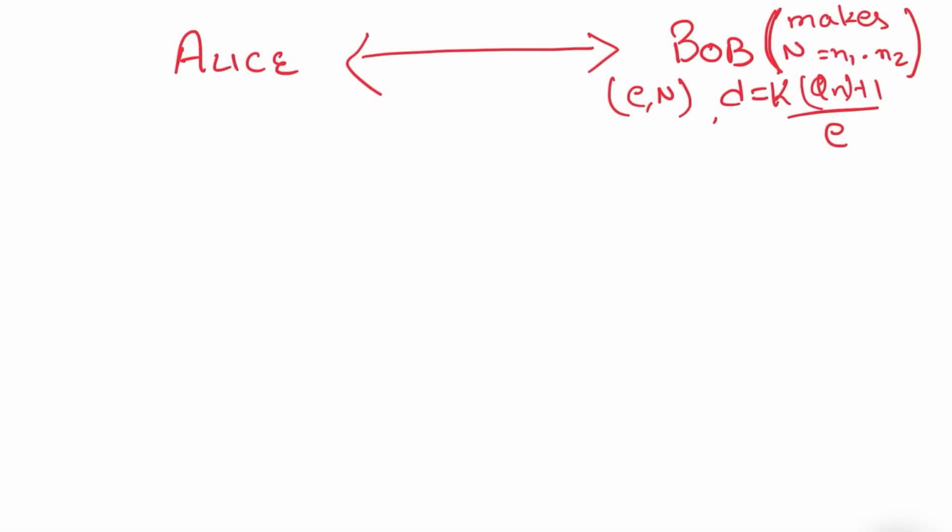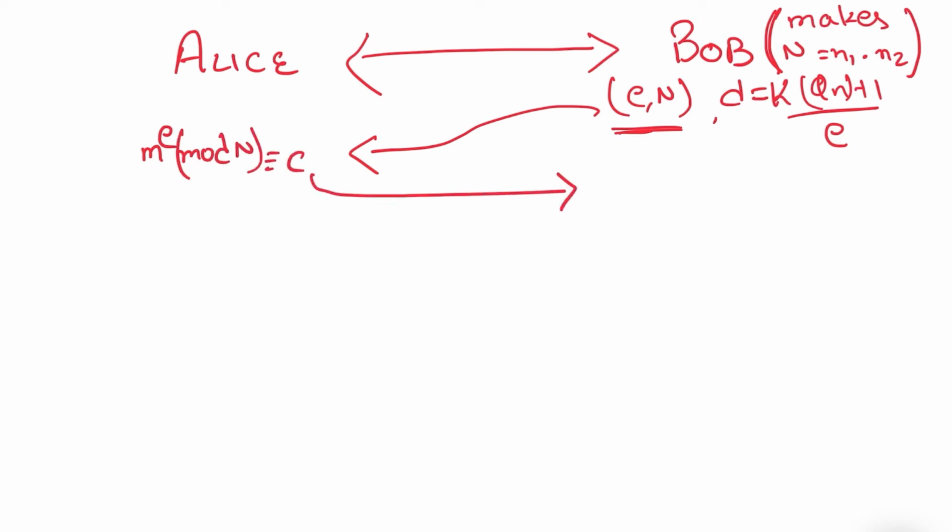You'll understand it after seeing it in action. Suppose Alice wants to send a message to Bob. Alice asks Bob for the encryption key and the public key. Then Alice encrypts the message using m power E mod n congruent C and sends the ciphertext C to Bob. Now, as Bob can calculate D, he calculates D, and then using D, he calculates M by using this formula, C power D mod n congruent M, and gets the original message M.